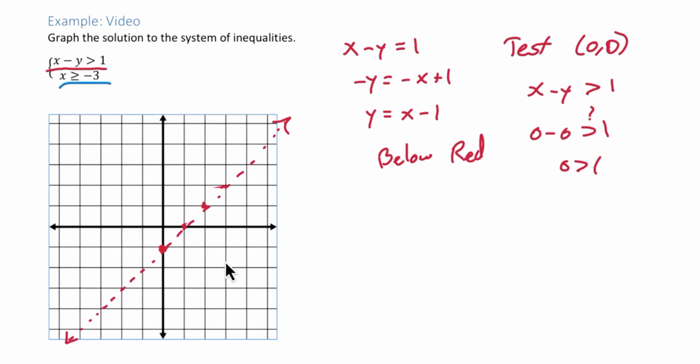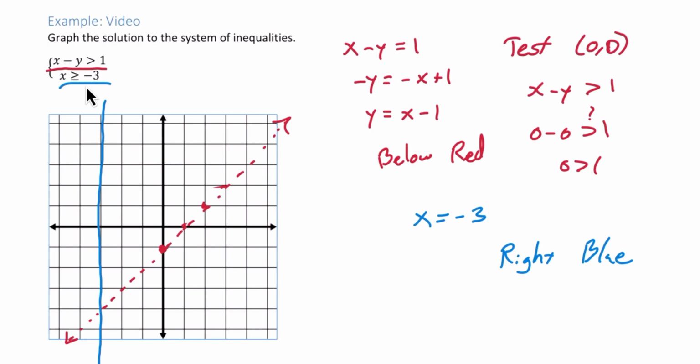Now let's look at the blue. Change this to an equation, x equals negative 3. That is a vertical line, and it is solid because we have an equality there. So solid line at x equals negative 3. And we are shading to the right of negative 3. We don't need to choose a test point because we know it's bigger than negative 3. So to the right of the blue line.